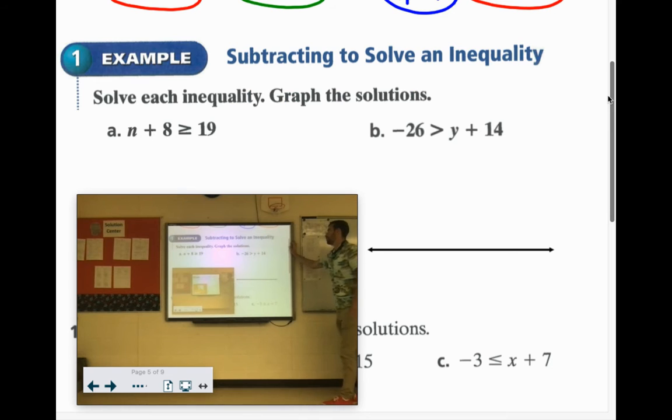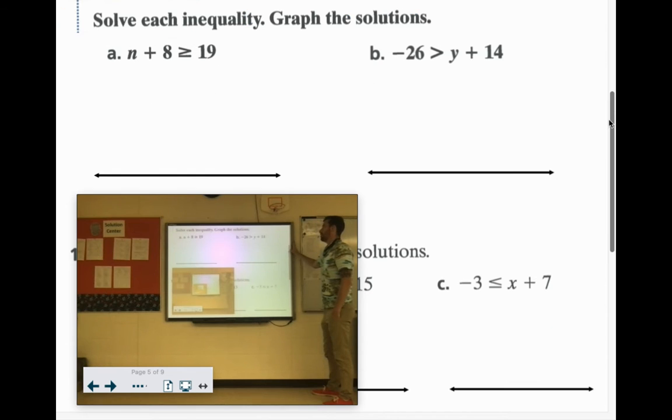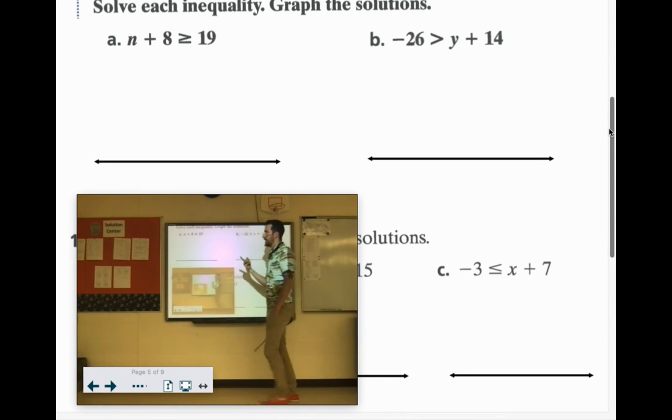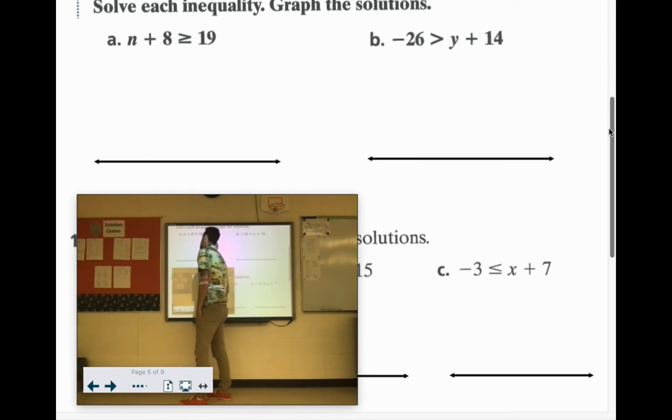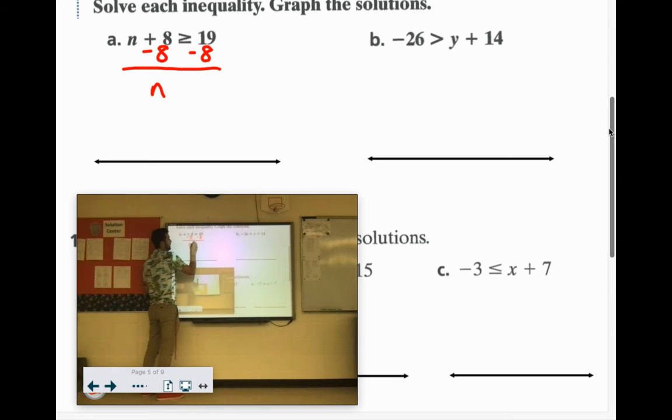So now we're going to bring this in with inequalities. We have to solve it and graph the solutions, so we're going to have to remember those dot rules and the shading. n plus 8 is greater than or equal to 19. The inverse operation of plus 8 is minus 8. Minus 8 here, minus 8 here. n is greater than or equal to 11.